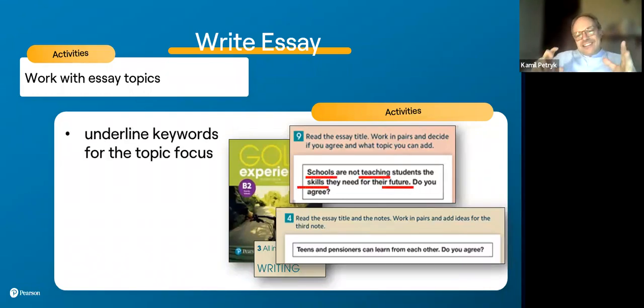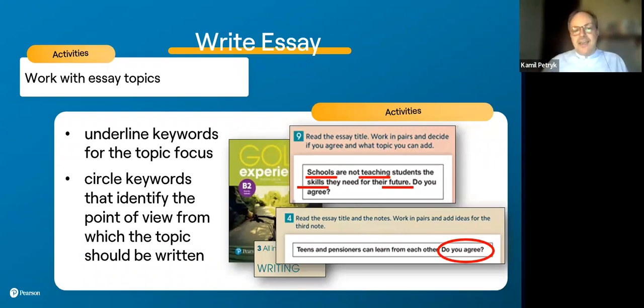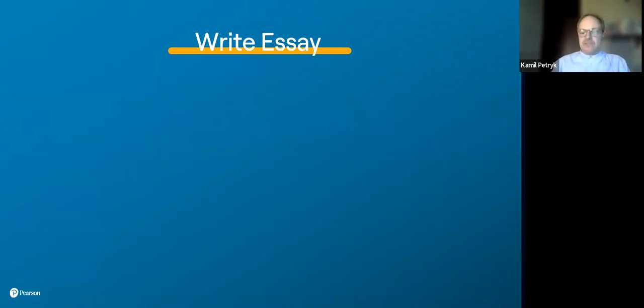Teach them this habit of underlining the keywords for the topic focus, so that they can stay focused on the topic. So they underline that, or take note of the keywords that will keep them focused on the topic. And another habit of circling the keywords to identify the point of view from which the topic should be written. For example, do you agree here? So teach them to identify these two elements, keywords for the topic focus and keywords for the point of view from which they should write. And you don't have to continue with writing an essay. Just take some topics for essays and teach them this strategy to pick those two elements, keywords for the topic focus and keywords for the point of view.